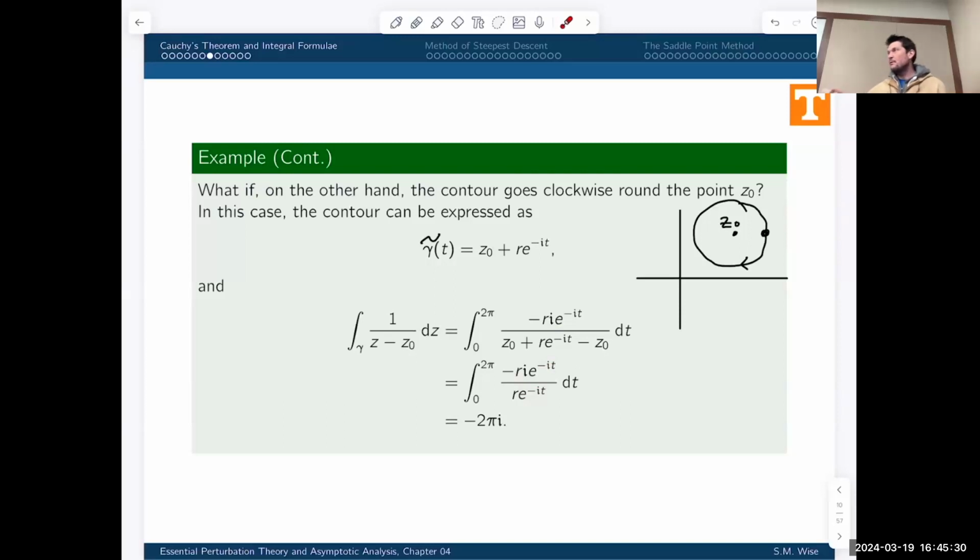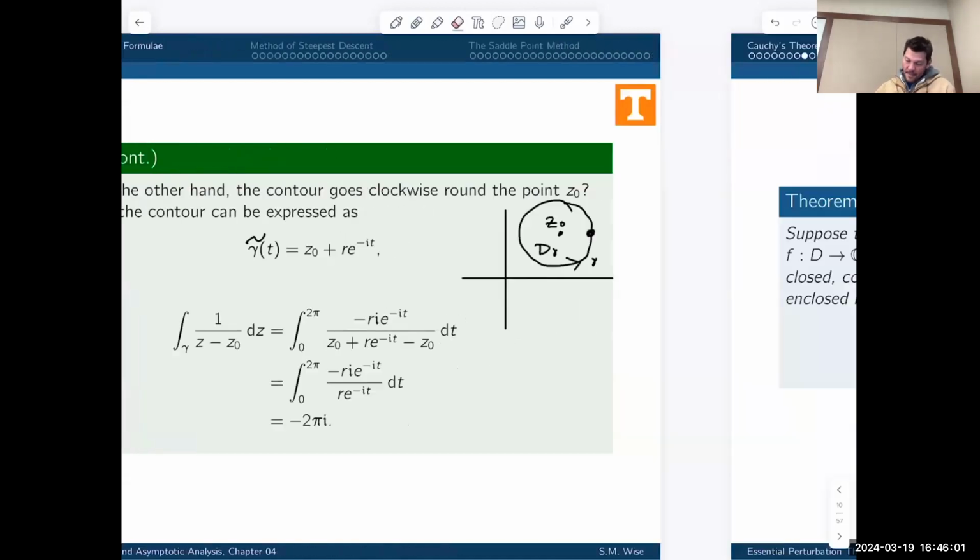So it's really important to keep in mind, with most of these results, to be careful about running the contour in the right direction. Okay, you need to think about the contour running in the counterclockwise direction. Then D gamma is everything contained inside of that contour. So the direction that you run the contour is often very important. Okay.